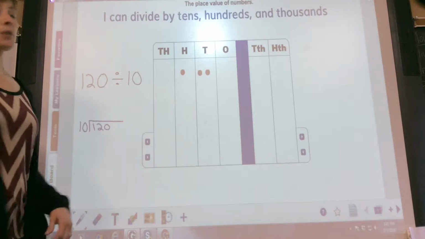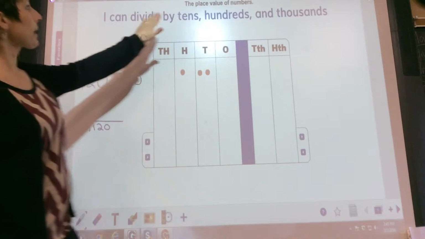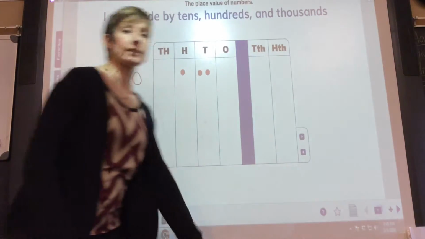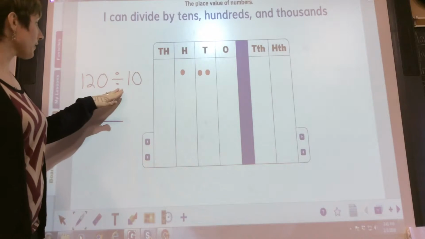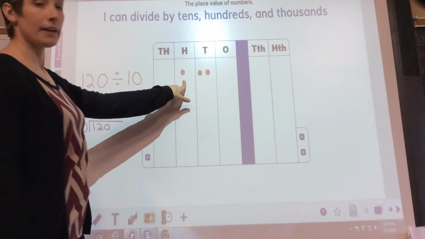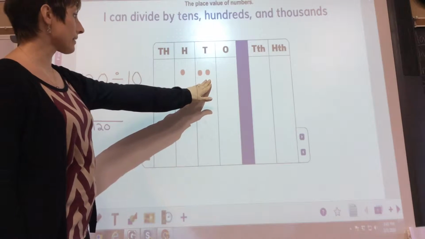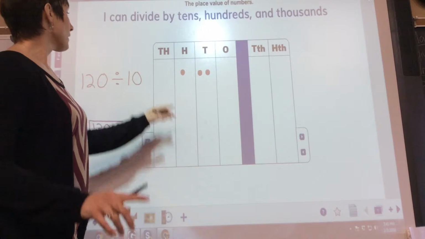Alright guys, so we are working on dividing with decimals, and today we're going to divide by tens, hundreds, and thousands. We're going to start with a simple one. You guys know this already. If we take 120 divided by 10, if you think of our place value chart, we have 100 and 2 tens. Again, think of it as money. Money is the best way to do it.